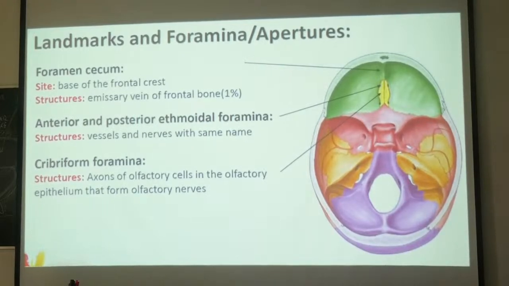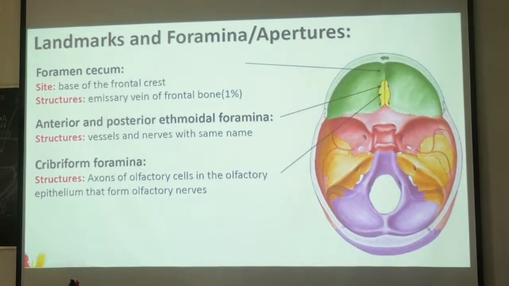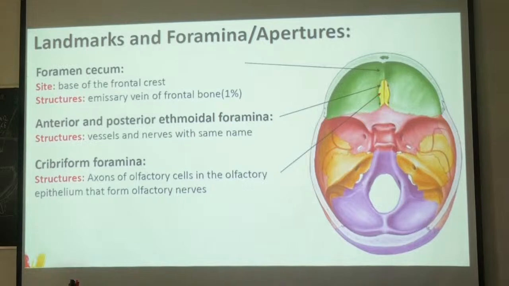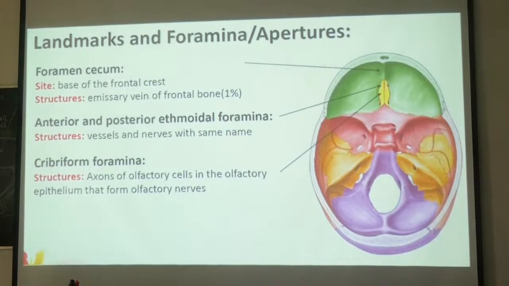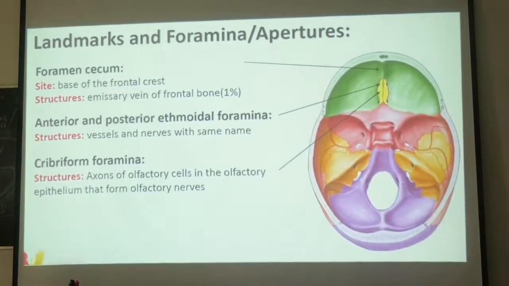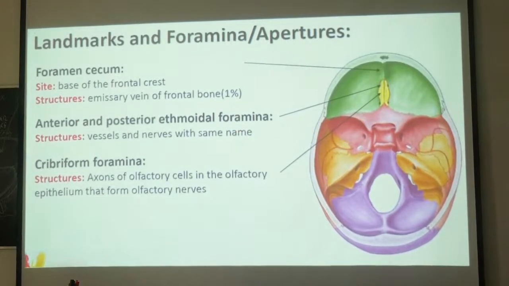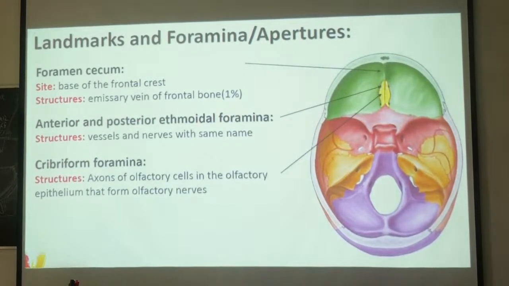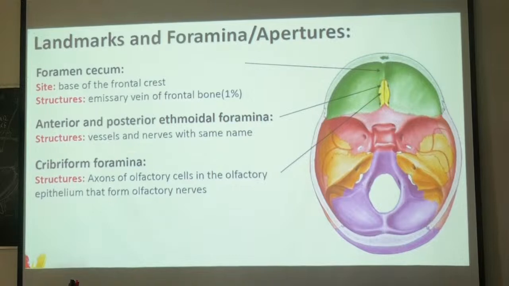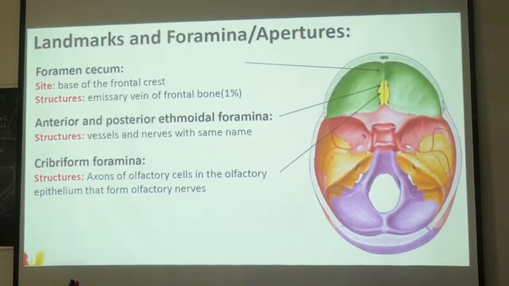Next is the anterior and posterior ethmoidal foramen. These are the locations of the anterior and posterior ethmoidal foramina. They give passage to the vessels and nerves of the same name, that means the anterior and posterior ethmoidal vessels and nerves.